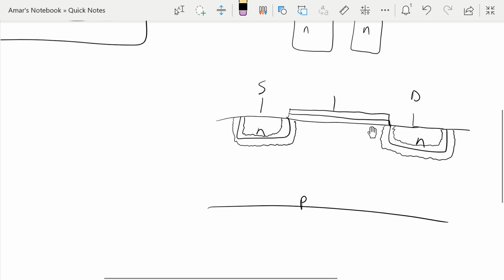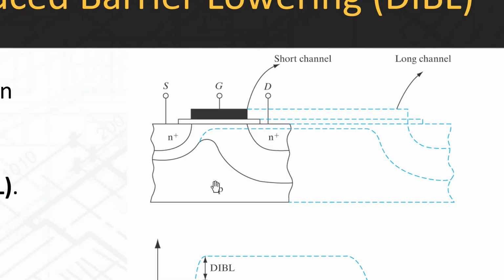I don't know if you remember, we calculated some depletion region widths. They were on the order of a few microns in some cases. Now, as you know, the typical length of the transistor is well below 1 micron. It's like 10 nanometers to 100 nanometers. So these depletion regions start to overlap. And that's what this slide is showing here.